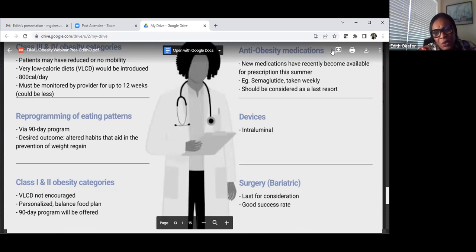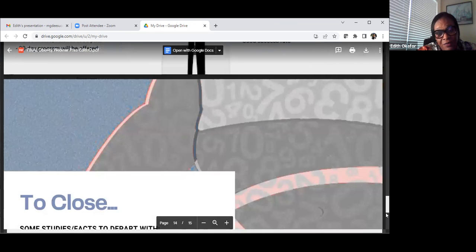Okay, so you have other treatments as well, like devices, intraluminal devices, and also surgery, bariatric surgery, which has a good success rate, to be honest. I haven't done one because I'm not a surgeon, but from what I read, that's exactly what they're saying.